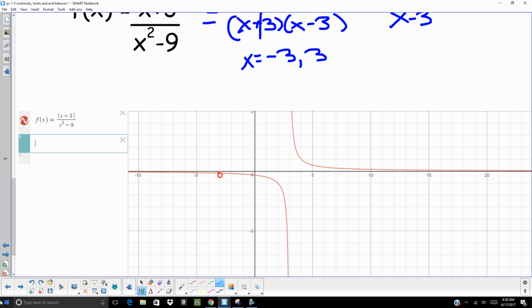We're going to be spending a lot more time talking about end behavior. Just kind of want you to start thinking about it. End behavior, what is the graph doing at the ends?